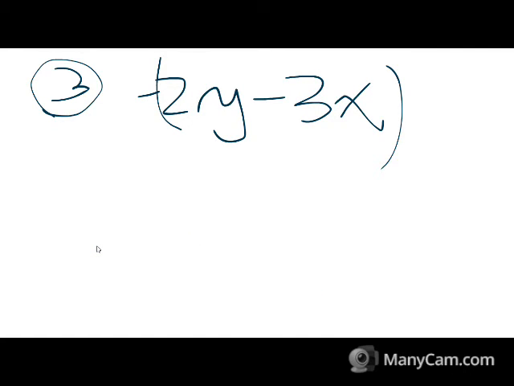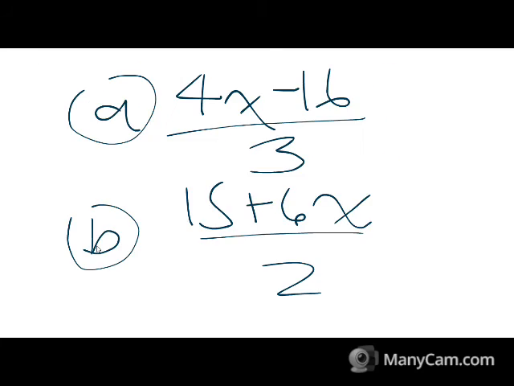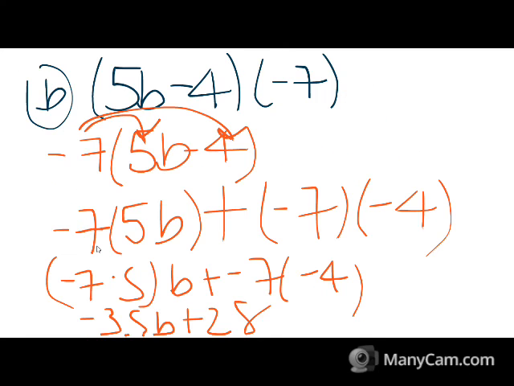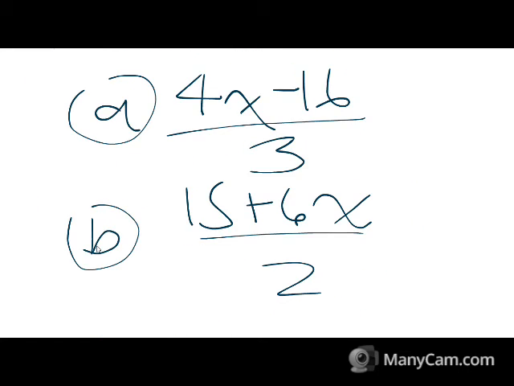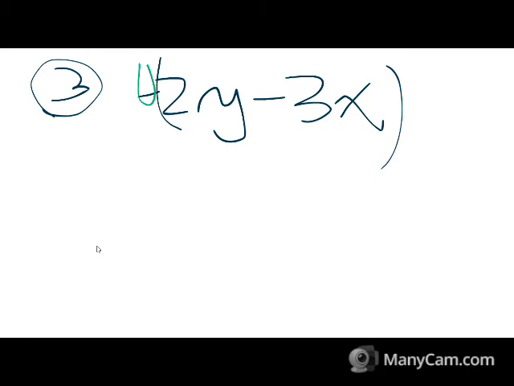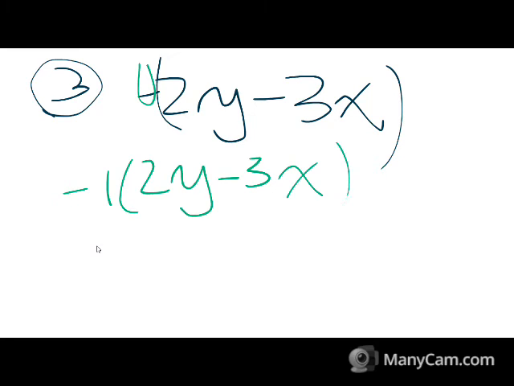So, problem 3, we want to know what is a simplified form of the opposite of 2y minus 3x. Now, as you saw in problem 1, there is a visible number, 3. But now, this just has a negative sign. If there's nothing in front of the parentheses, you assume it's 1. So we can rewrite that as negative 1 times the quantity of 2y minus 3x.